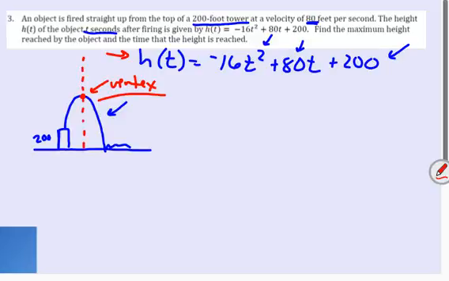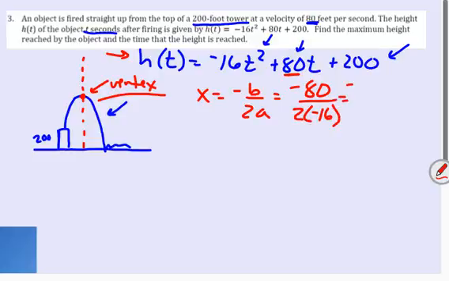Axis of symmetry would go right through something like that. That's negative b all over 2a, and it's also the x value of our vertex. So first thing we gotta do is this. x equals negative b all over 2a. So opposite of 80 is negative 80 all over 2 times -16. So negative 80 divided by negative 32. And I'm pretty sure that goes in there 2.5 times.